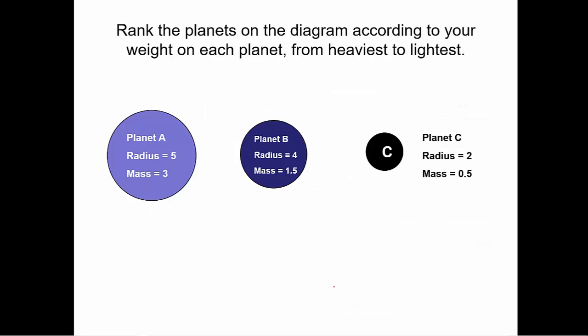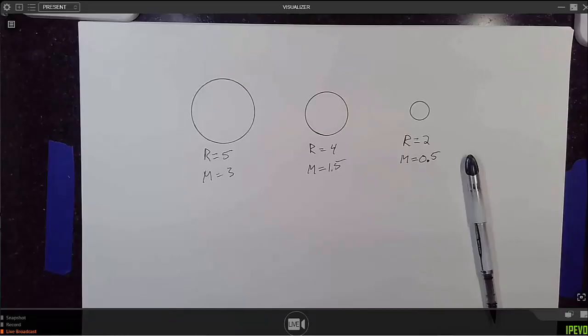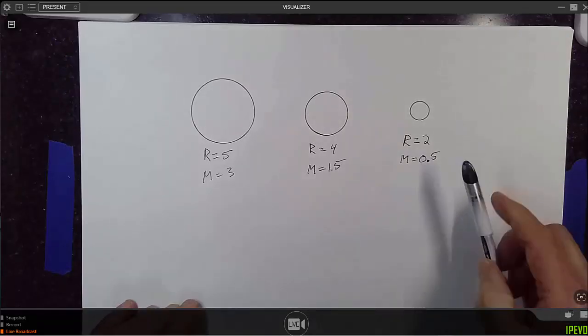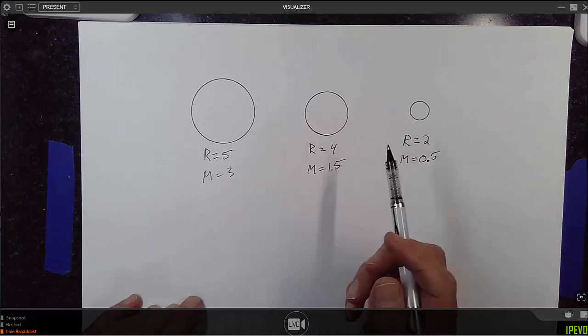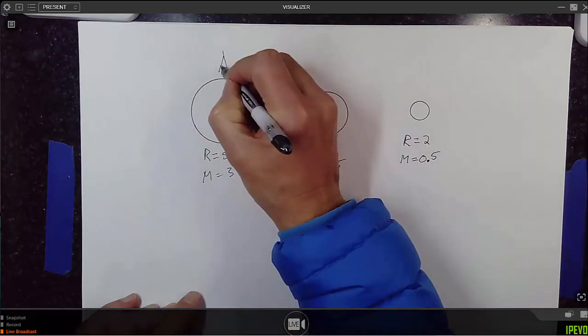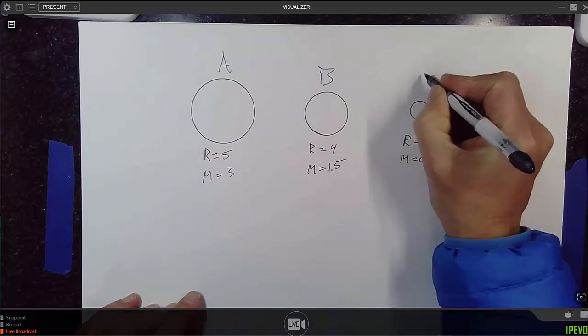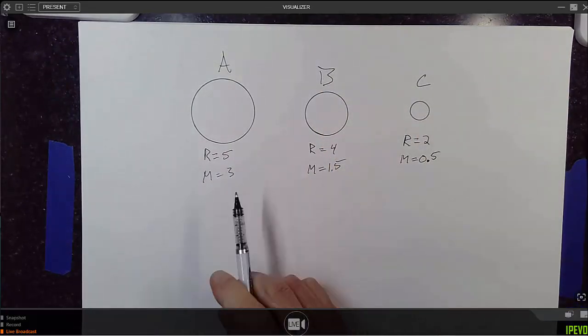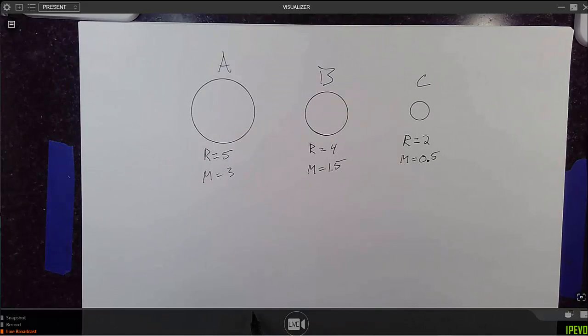Here's one where we rank the planets on the diagram according to your weight on each planet from heaviest to lightest. On which planet would you weigh the most, and on which would you weigh the least? Let me show you how I can do these calculations. I've just repeated that sketch onto here. I've got planet A, planet B, and planet C, and I copied down their pertinent information.